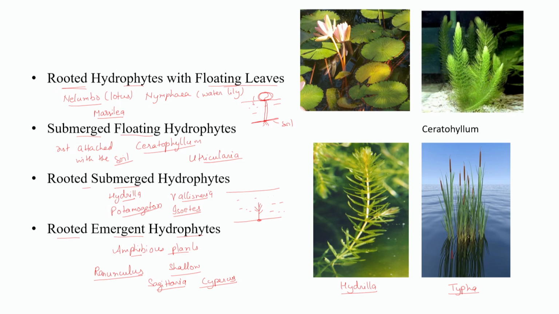All these plants will definitely have some characteristic features of a land plant, and they will also acquire some modifications and adaptations for water plants. Typha is commonly also known as cattail. You can also call Cyperus sedge.